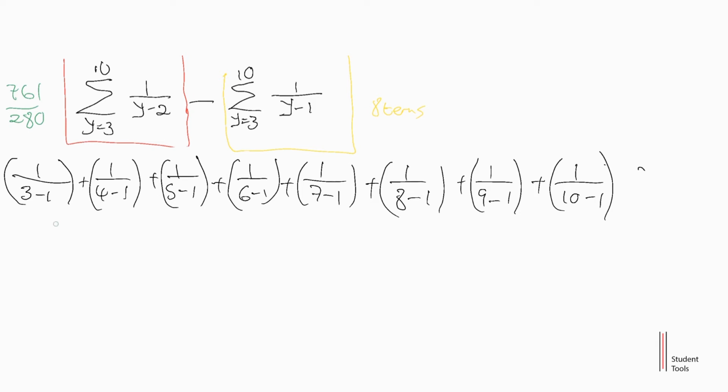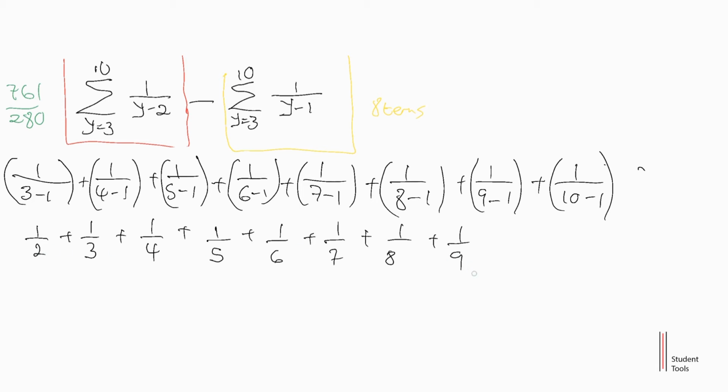Okay, that's perfect. So we have 1 over 3 minus 1, that is a 2, plus 1 over 4 minus 1, that is 1 over 3, plus 1 over 5 minus 1, that is a 4, plus 1 over 6 minus 1, that is a 5, plus 1 over 7 minus 1, that is 6, plus 1 over 8 minus 1, it's a 7, plus 1 over, it's an 8, plus 1 over 10 minus 1, that is obviously a 9. Alright, now let us add this.